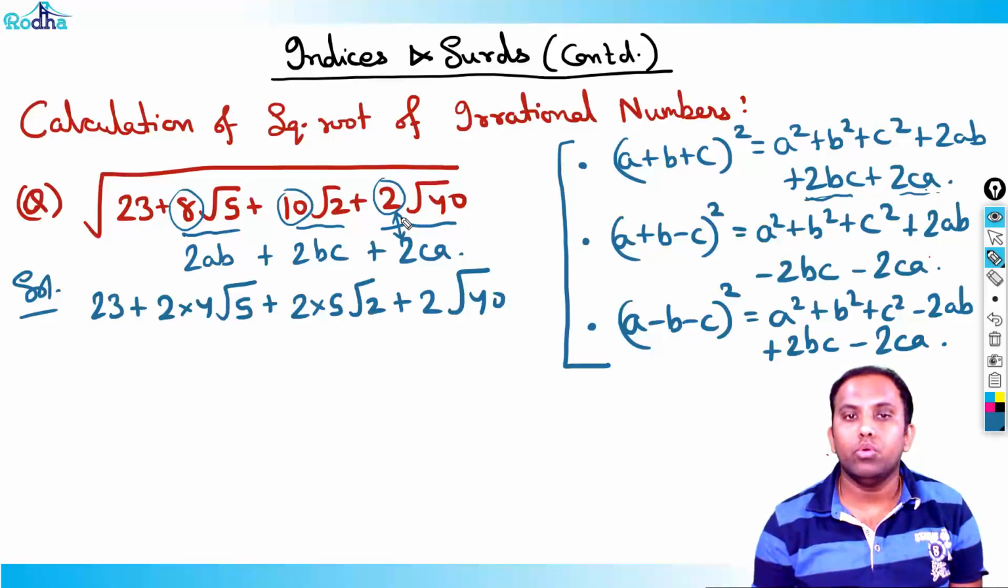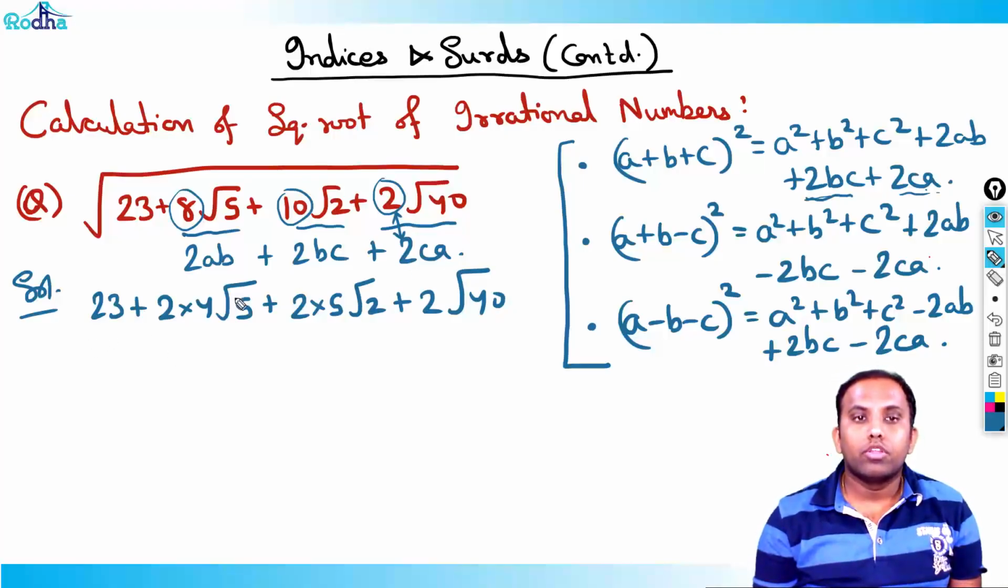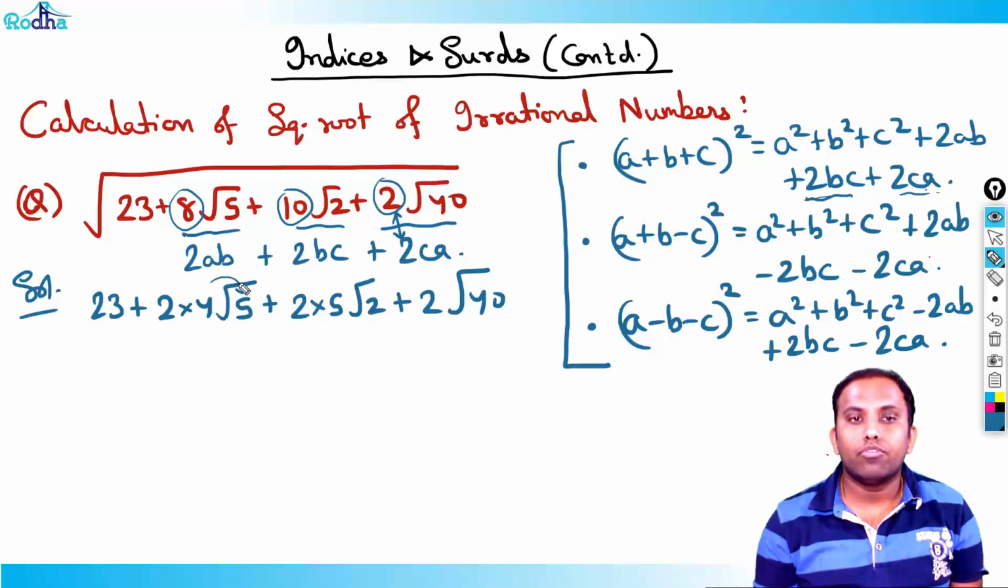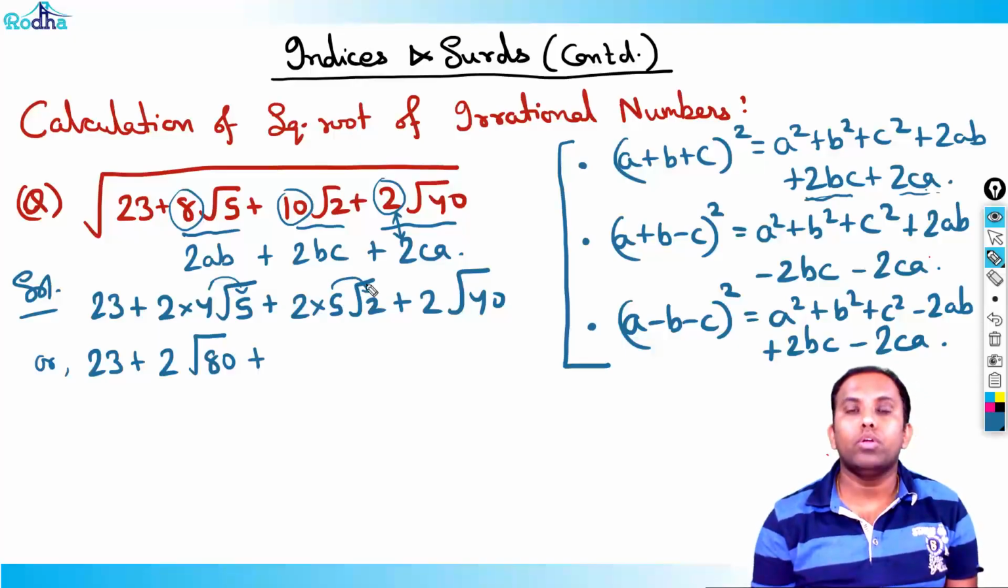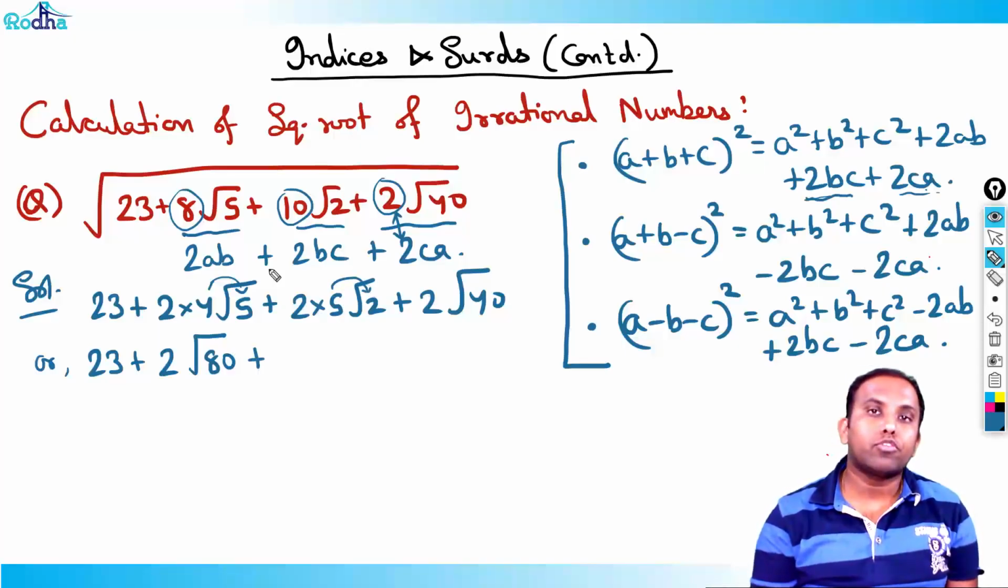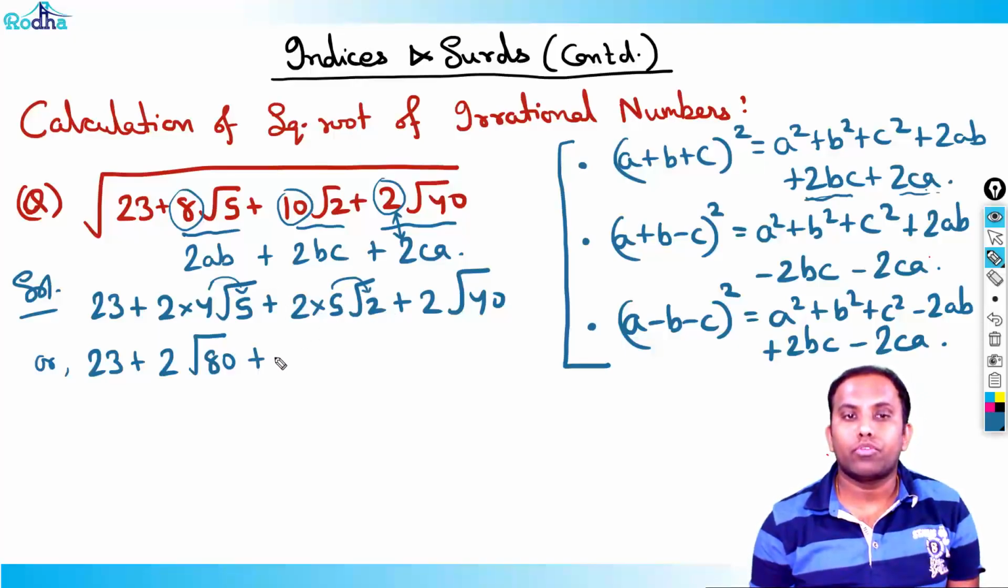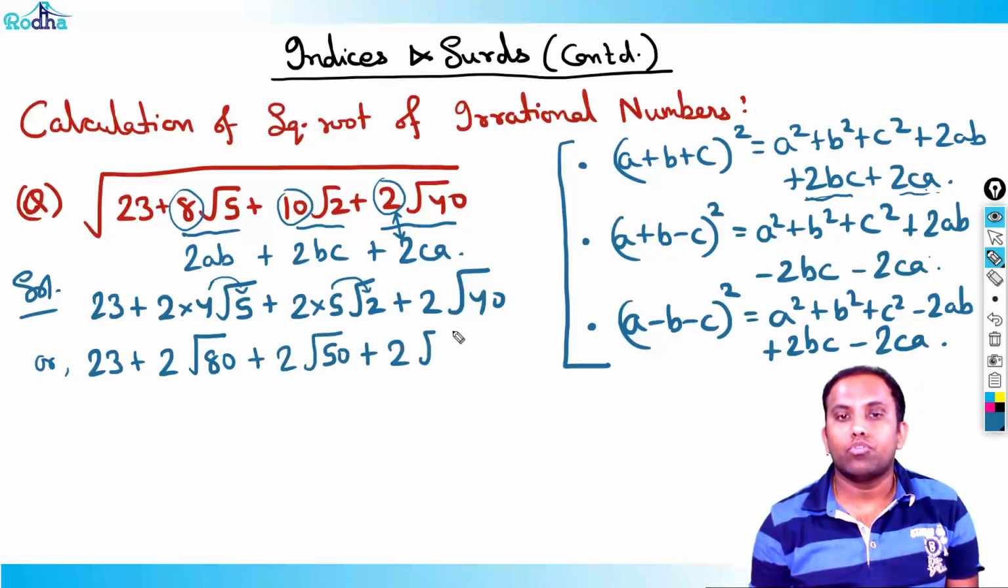Here it is fine, it is 2. So this 4 will go inside. If 4 goes inside the square root, it becomes 16. So it becomes 23 plus 2 root of 16 into 5, that is 80, so 2 root 80. Plus 5 will go inside again, because if 5 goes inside the square root, it becomes 25, because root 25 is 5. So 25 into 2 is 50. It becomes 2 root 50, plus here it is the same, 2 root 40.